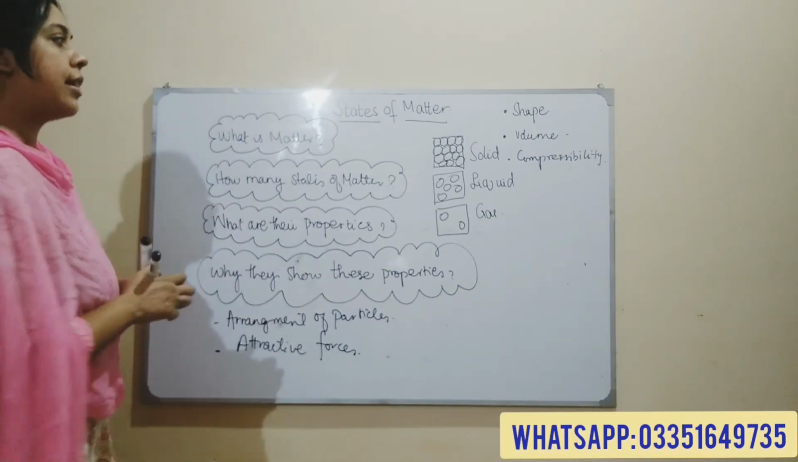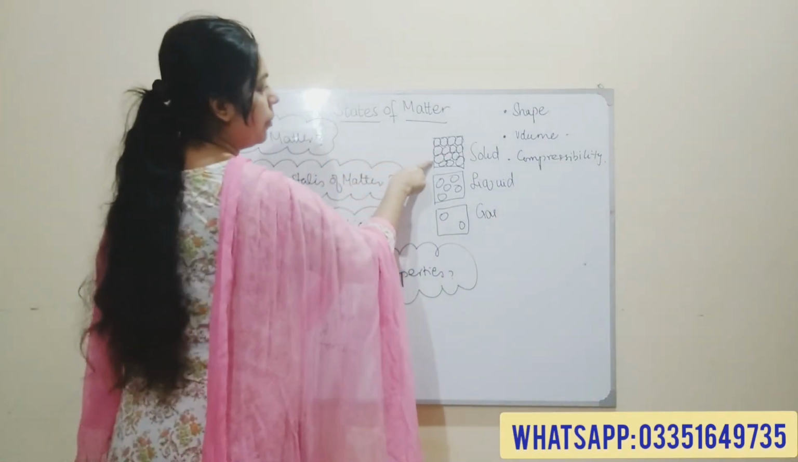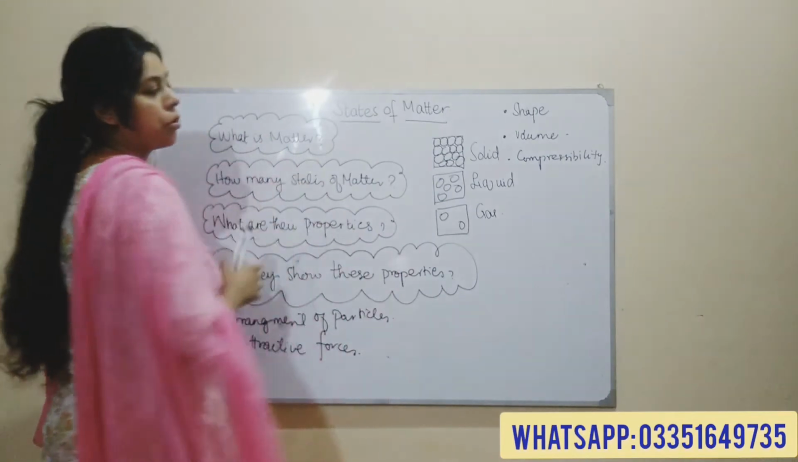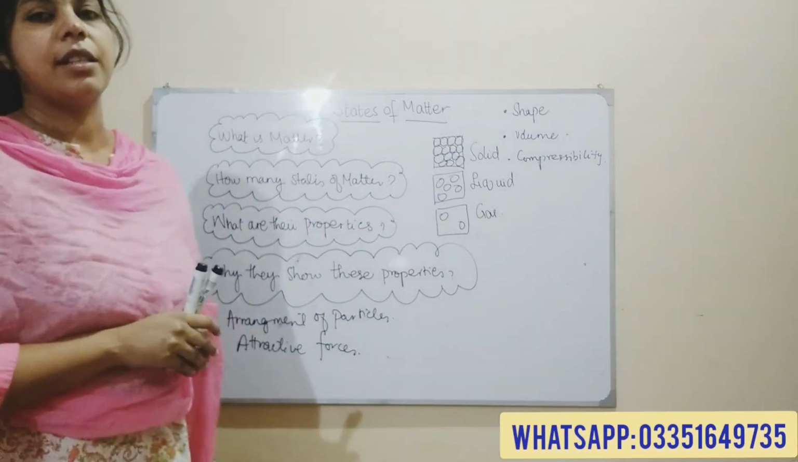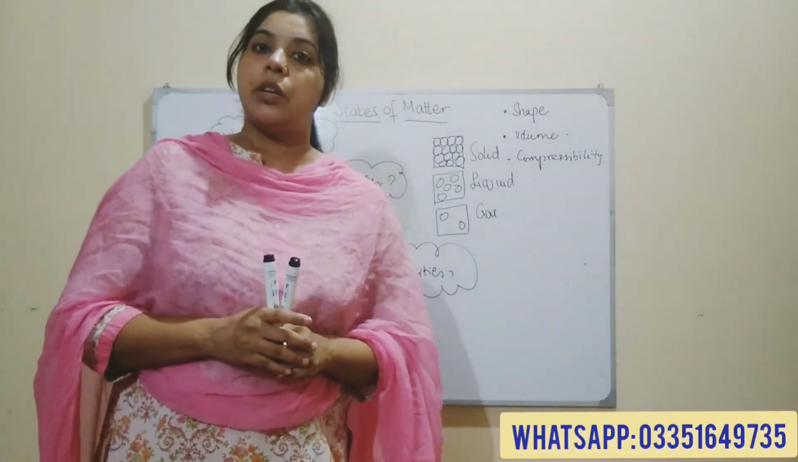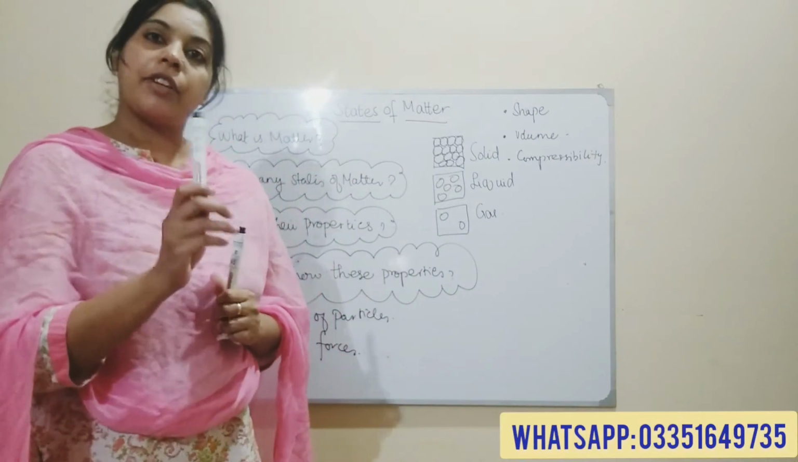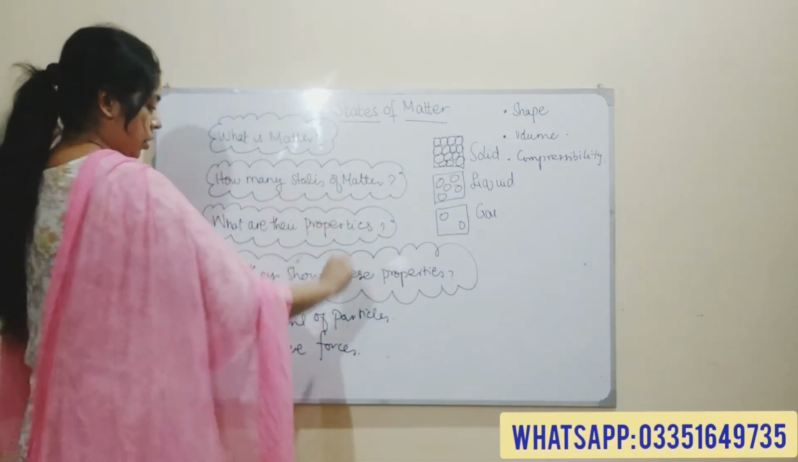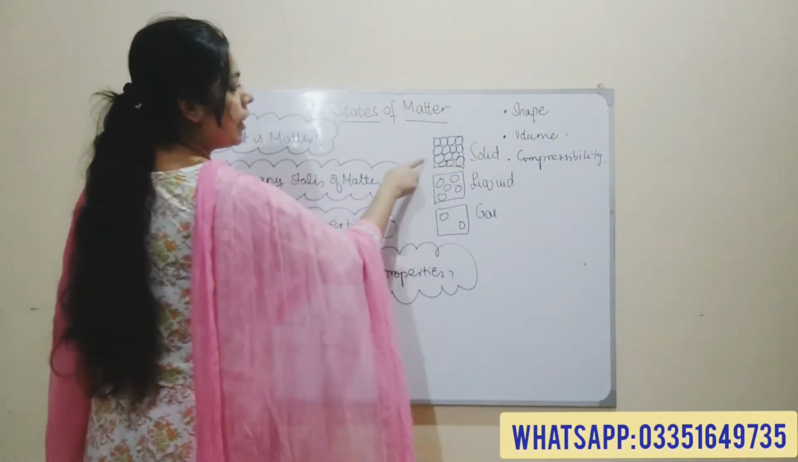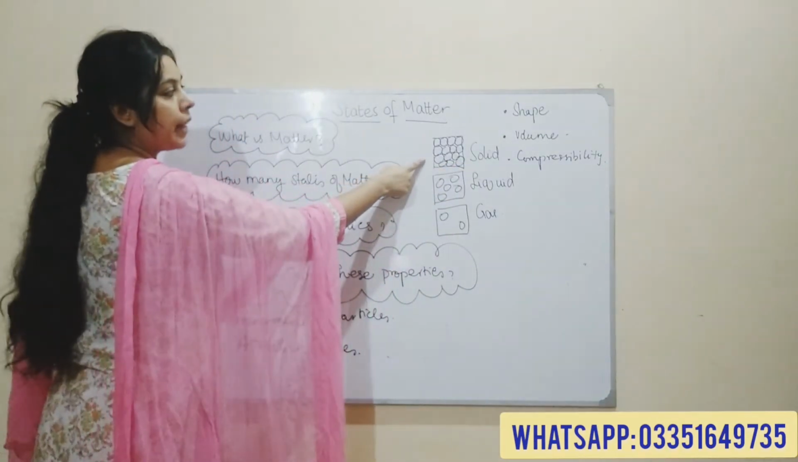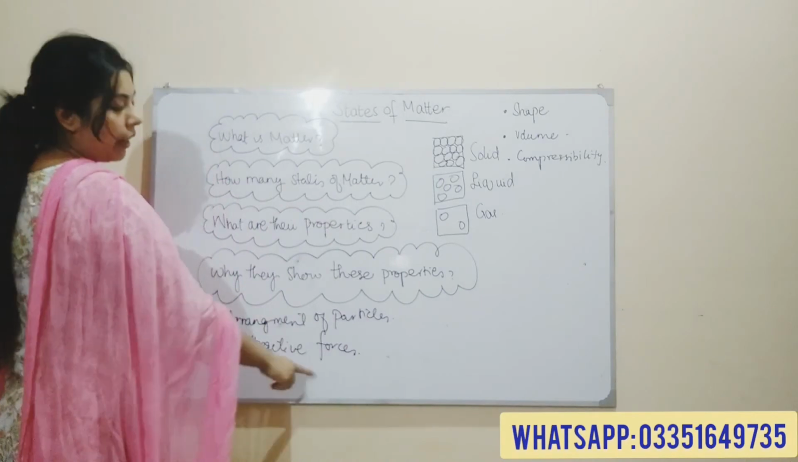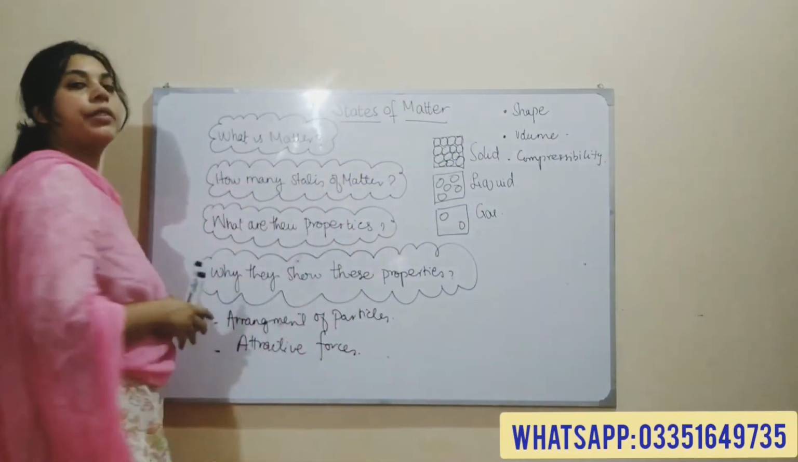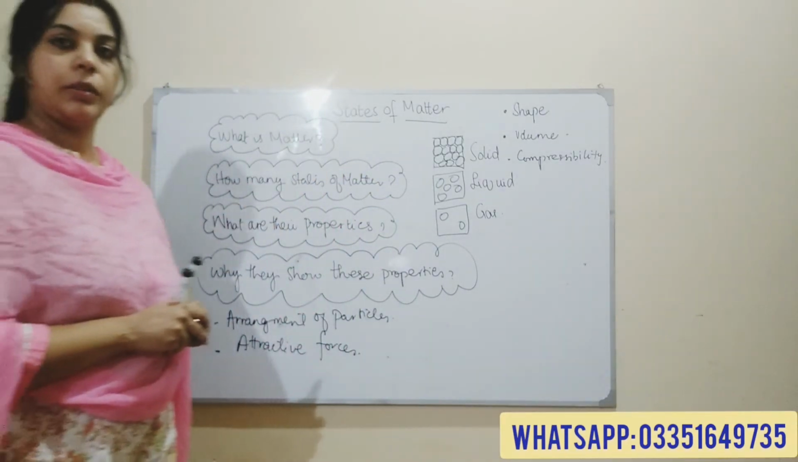In solids, as you can see from the diagram, the particles are very close to each other. There are not enough spaces for them to move randomly. So they are fixed at their positions and they just vibrate like this. So the arrangement of particles in a solid is tightly packed. What about the attractive forces? There are very strong attractive forces between solid particles.